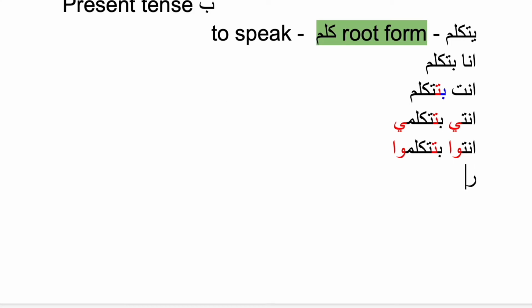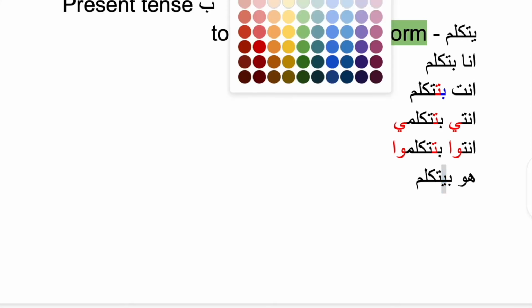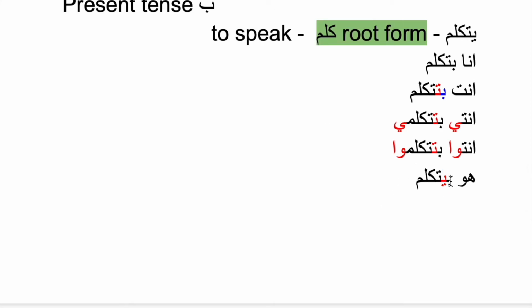هو again is he. هو بيتكلم. So in the present tense, we add a ye after the be. هو بيتكلم.